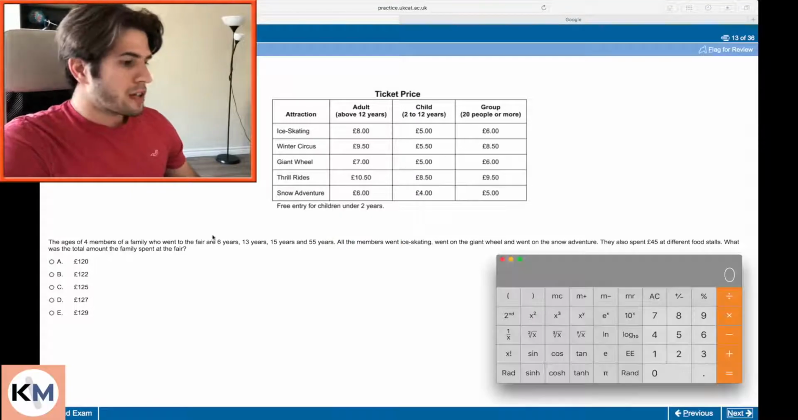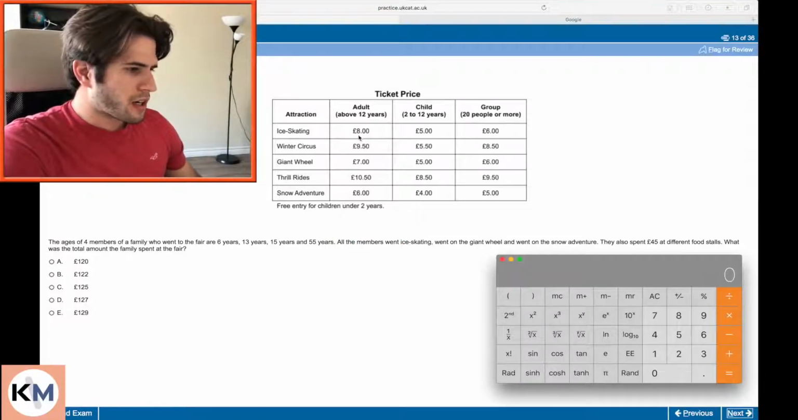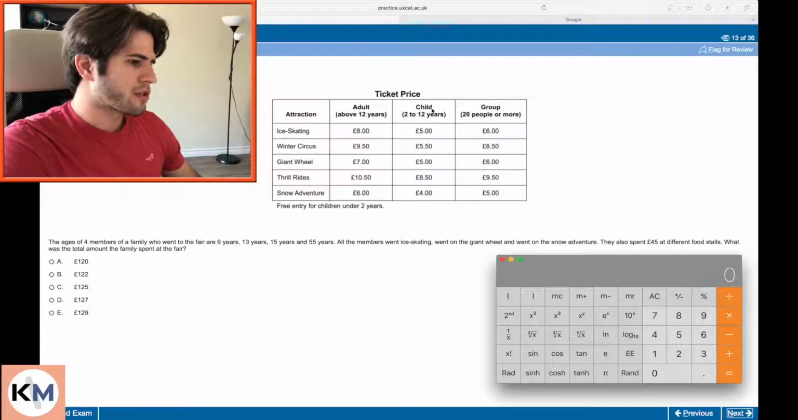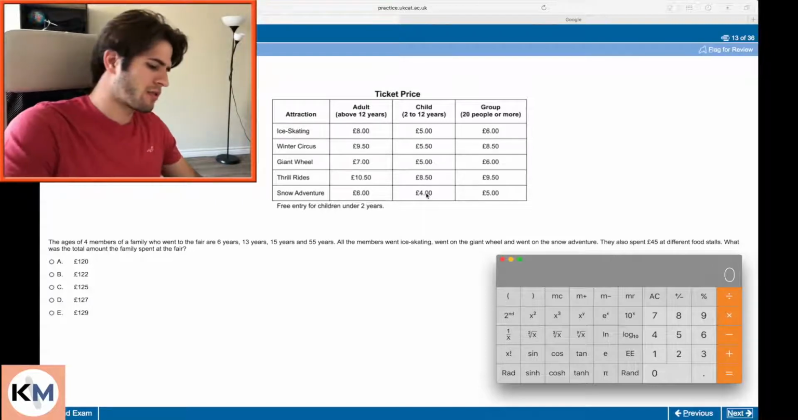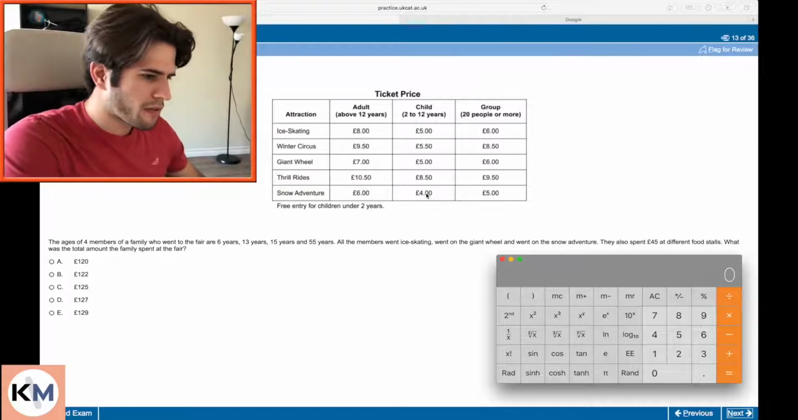Oh my God. Let's start with the 6-year-old. So prices above 12, child 2 to 12. So the 6-year-old fits in 2 to 12, and she went ice skating, giant wheel, and snow. Ice skating, giant wheel, 10, snow, 4. So she's 14. They'll spend 45 at different food stalls, so that's later, okay?